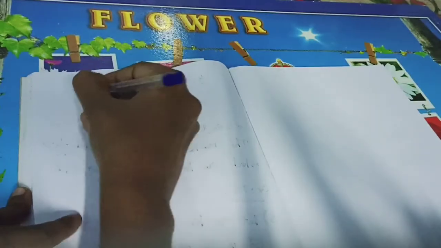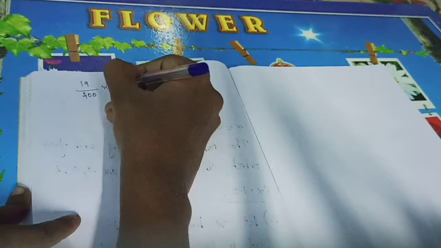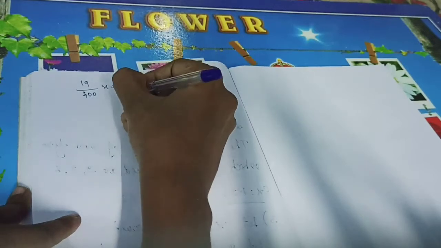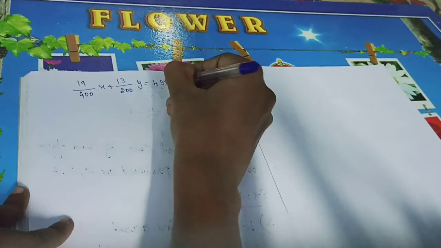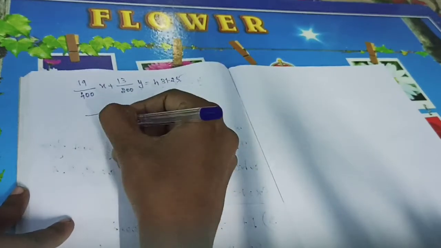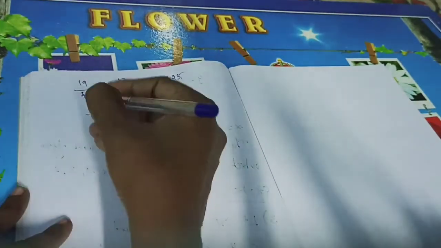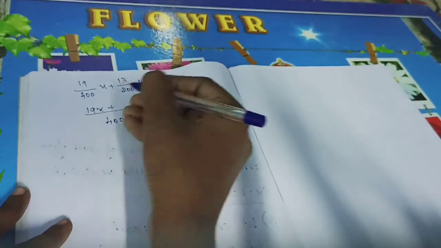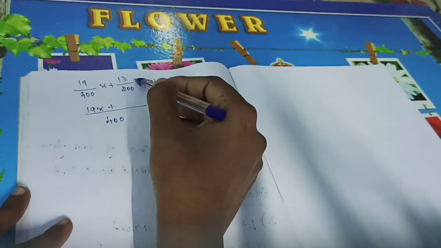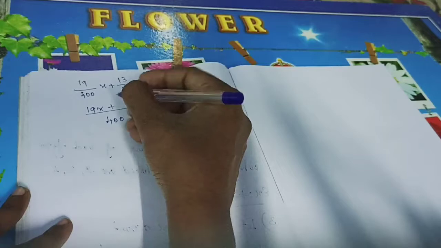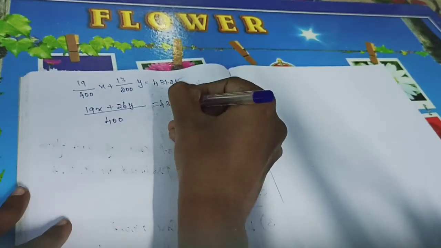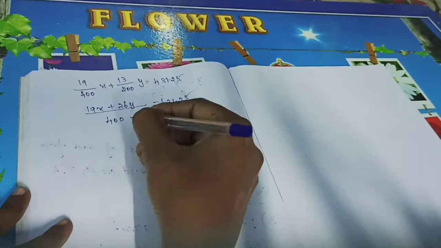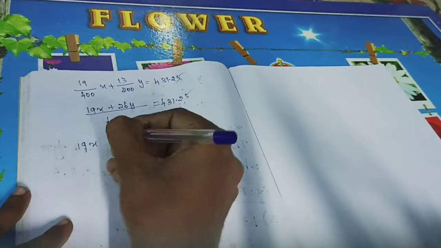For the second equation you multiply. That is 19/400 into x plus 13/200 into y is equal to 431.25. Just to simplify, take the LCM. The LCM is 400. That is 19x. When you are multiplying by the LCM, 13 into 2 you will get 26y is equal to 431.25.